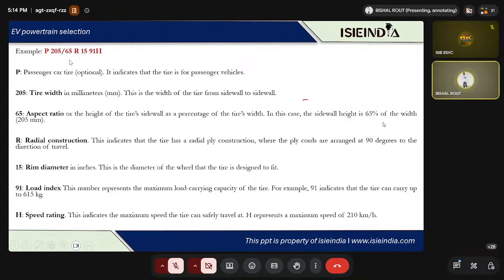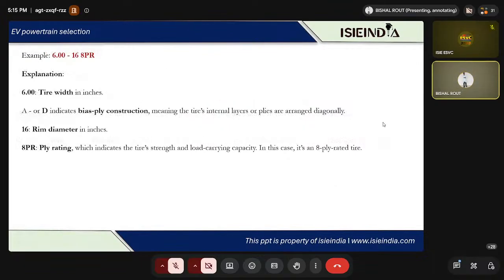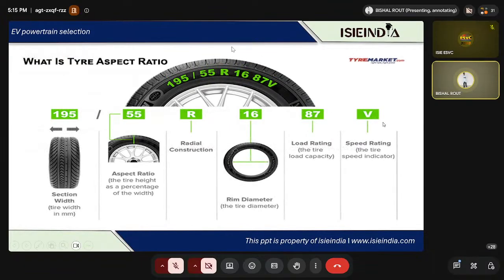Then R represents that it is a radial construction. Then there is another thing, which is the base ply construction. 15 is the rim diameter, and 91 stands for the load index, which represents the maximum load carrying capacity of the tire. H represents the speed rating, that is, how much speed the tire can withstand. H means you can achieve a maximum of 210 km/h, right? So likewise the tire is written. This is how the things are written, right?